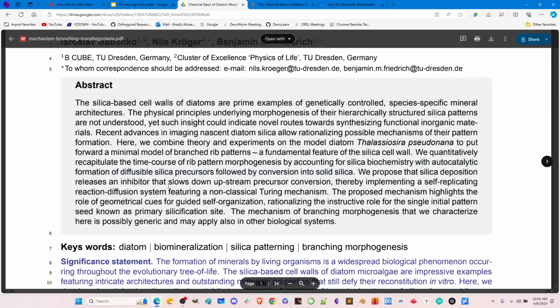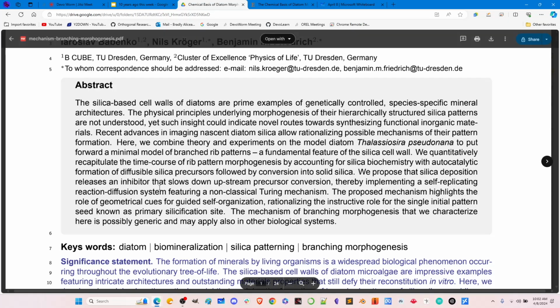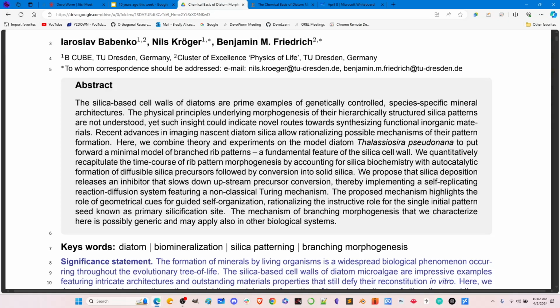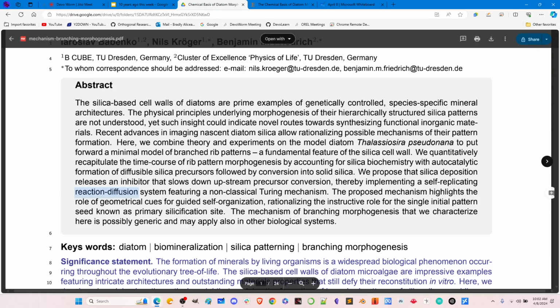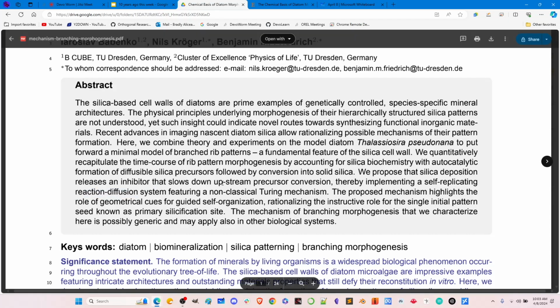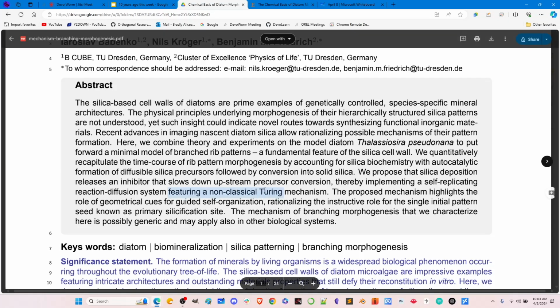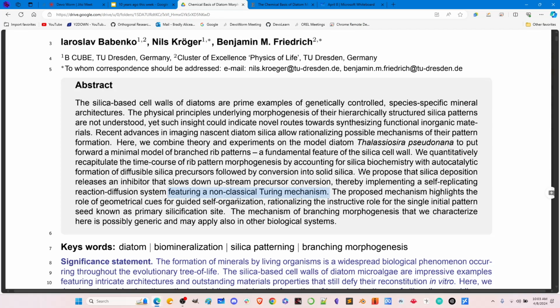We propose that silica deposition releases an inhibitor that slows down upstream precursor conversion, thereby implementing a self-replicating reaction diffusion system featuring a non-classical Turing mechanism. So this actually is a two-compartment system reaction diffusion, because you're then adding in this conversion step with an inhibitor. So you're saying that these diffusible substances, there's some control there, and so you have the two-compartment system. But this is actually a non-classical Turing mechanism, so it's kind of a special case of this sort of morphogenesis.